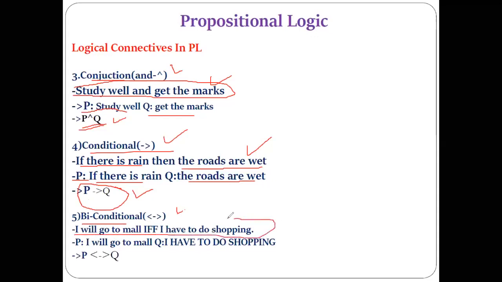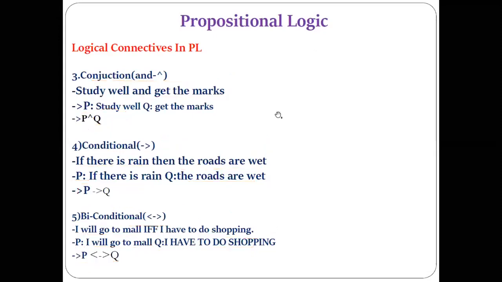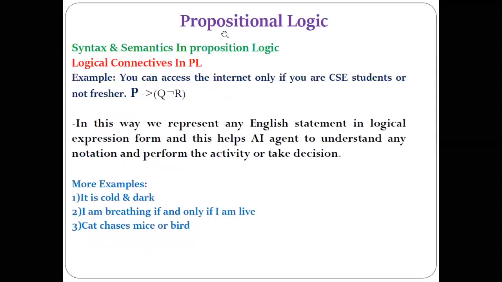In a similar way, in the case of the biconditional, suppose we have a statement like this: I will go to the mall if and only if I have to do shopping. Here we use the propositional symbol P, meaning I will go to the mall, and another symbol Q, meaning I have to do the shopping. This is the biconditional, and it can be represented with P double implication Q. In this way you can write propositional logic for different kinds of facts in the first way of representing knowledge, that is propositional logic.